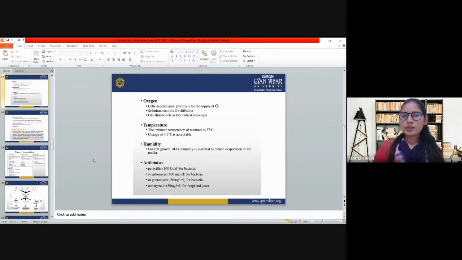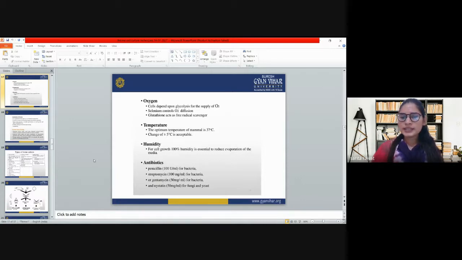Now, talking about oxygen, the cell depends upon glycolysis for the supply of oxygen. Selenium controls O2 diffusion, and glutathione acts as a free radical scavenger. And when we talk about the temperature, the optimum temperature for mammalian cells is 37 degrees Celsius, and a change of plus or minus 5 degrees Celsius is acceptable.